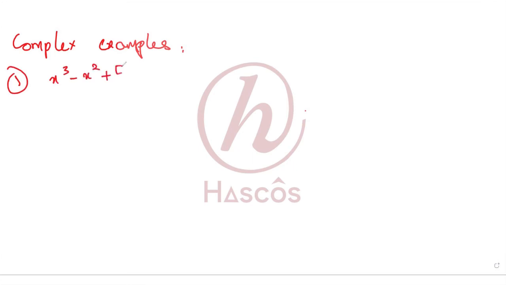Okay, now let's try some of the more complex examples of differentiation. Let's first try differentiating this equation, x cubed minus x squared plus 5x minus 6. Now let's attach a power of x to all of them. This is obviously x cubed, this is x squared. 5x, let's write this as 5x to the power of 1.